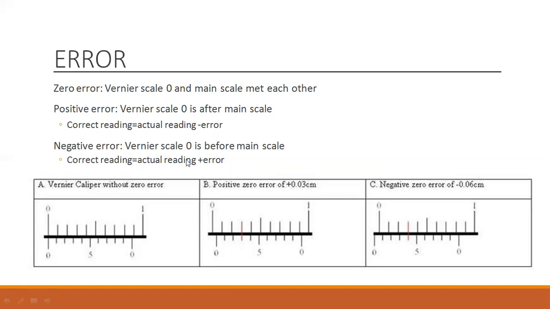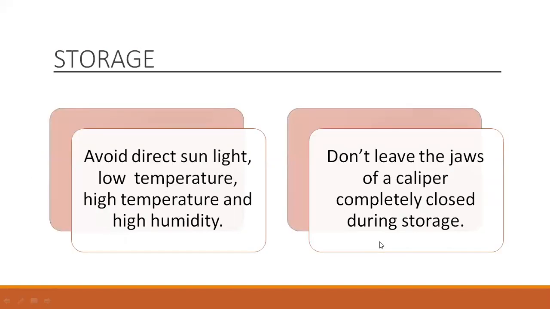देन नेगेटिव एरर, वर्नियर स्केल 0 इज बिफोर मेन स्केल. देखिए, मेन स्केल के 0 से पहले है. सो इसकी करेक्शन क्या होगी? एक्चुअल रीडिंग में आप ये रीडिंग ऐड कर देंगे, ये एरर ऐड कर देंगे. सो दिस वाज अबाउट द एरर.